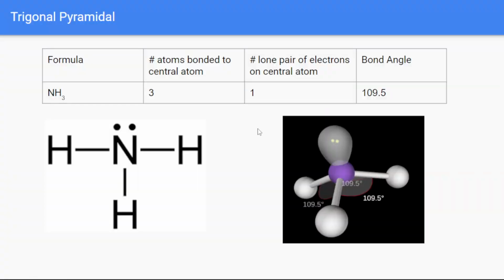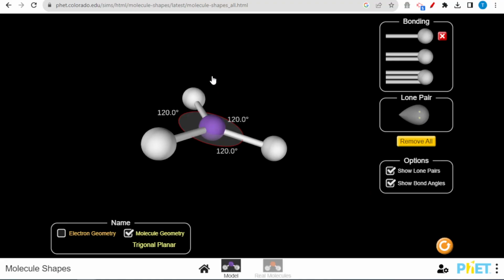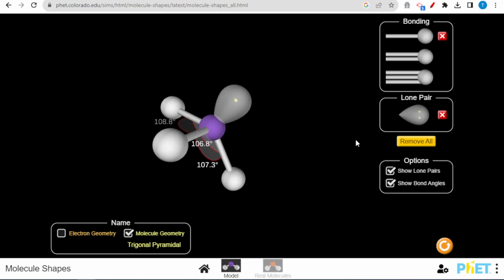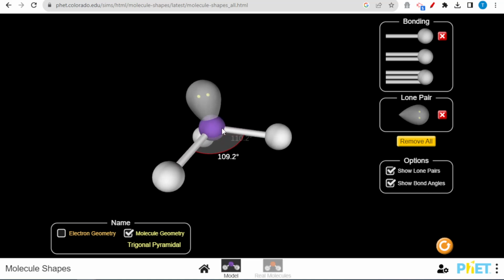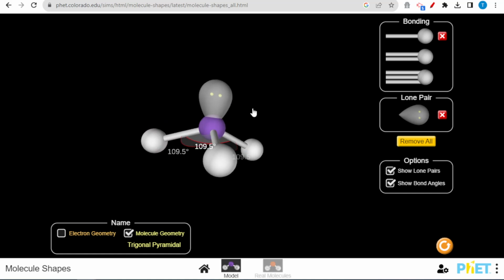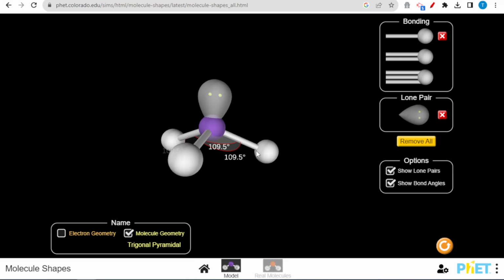The next example is trigonal pyramidal. It's very similar to the trigonal planar, but look, we have a lone pair. So it's still three atoms bonded to a central atom, but now we have a lone pair. So just like the previous example, but now we're going to add a lone pair, and look what happens. It changes the shape. Now it looks like a pyramid. So instead of being trigonal planar, it's trigonal pyramidal. It's still like a triangle, and it's pyramidal shaped. The bond angle also changes to 109.5.